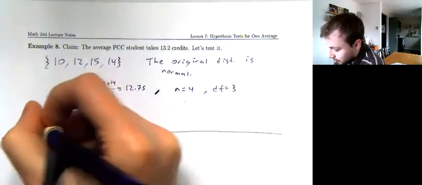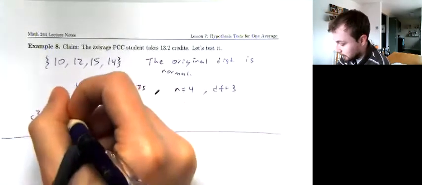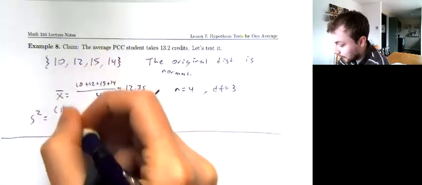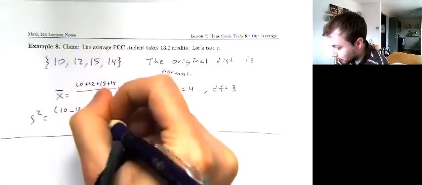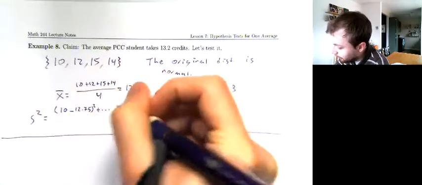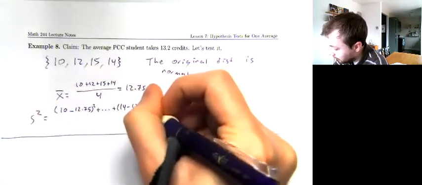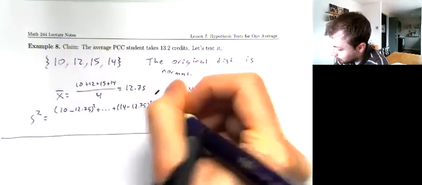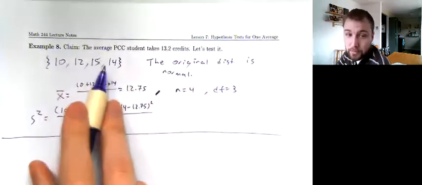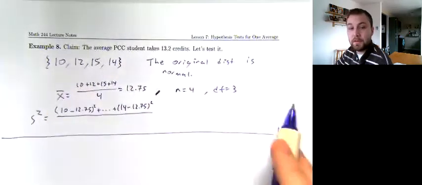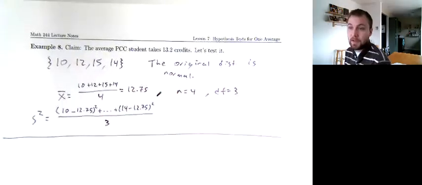I want the standard deviation. Before that, I have to find the variance. Variance, I take the first value in the list minus the center squared. I add all these things up to the last value, 14 minus the center squared. And I divide this by the number of gaps or the number of commas. So I have 1, 2, 3 gaps. That's actually what the df is. So the df is telling me what the denominator should be, n minus 1.